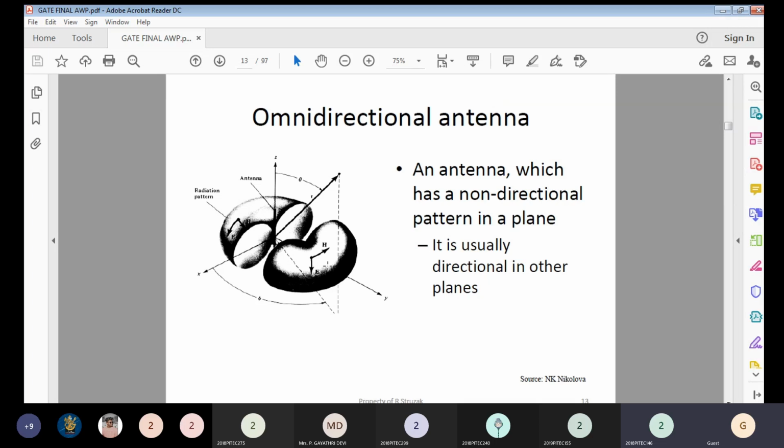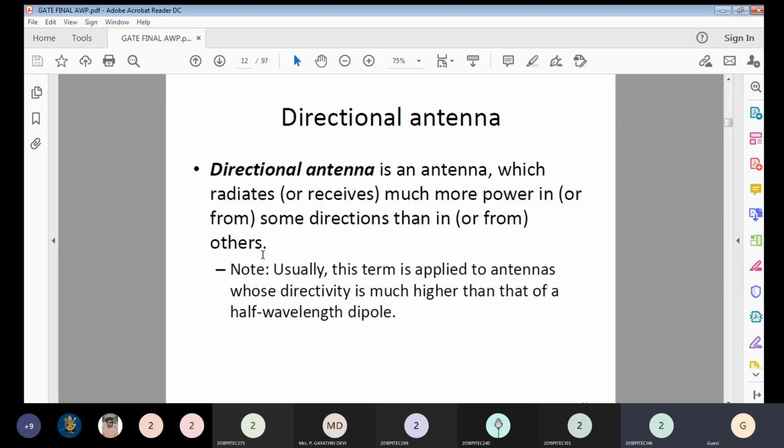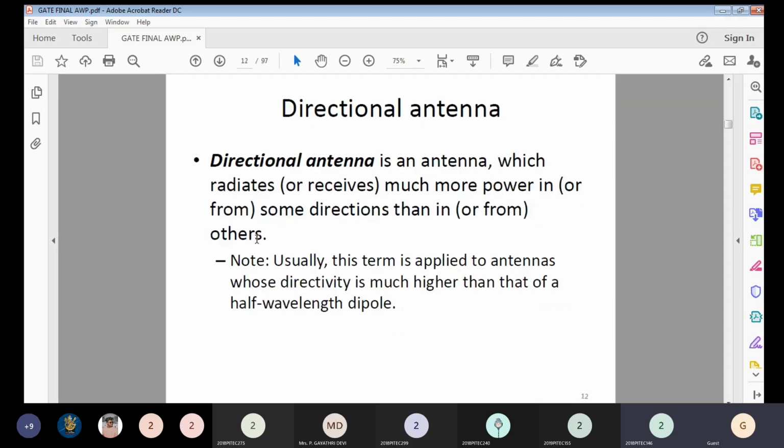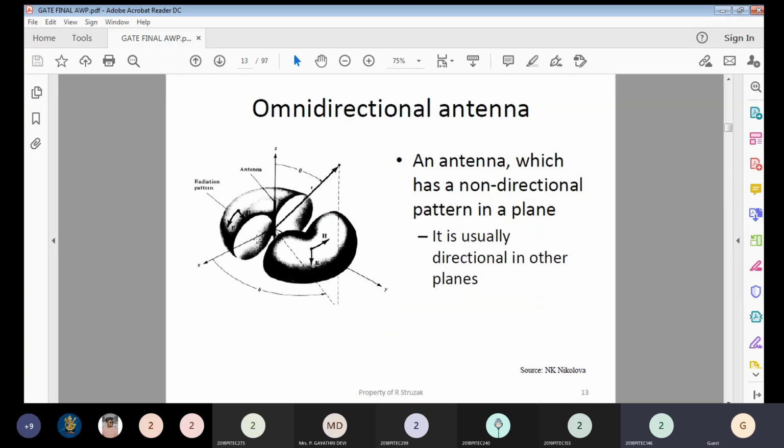That is, a non-directional pattern in a given plane and a directional pattern in any other plane. It is going to be called an omnidirectional antenna. An antenna which has a non-directional pattern is called an omnidirectional antenna. So what are the main three antennas we discussed? Isotropic radiator, directional radiator antenna, and omnidirectional antenna.